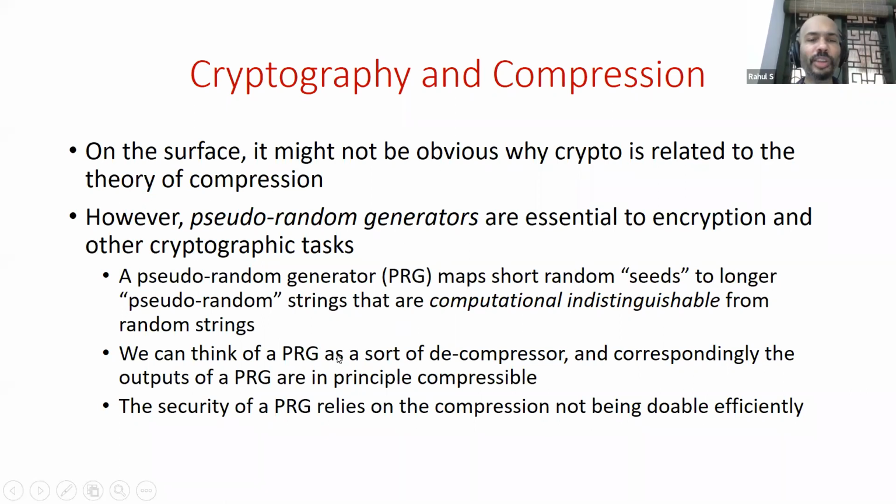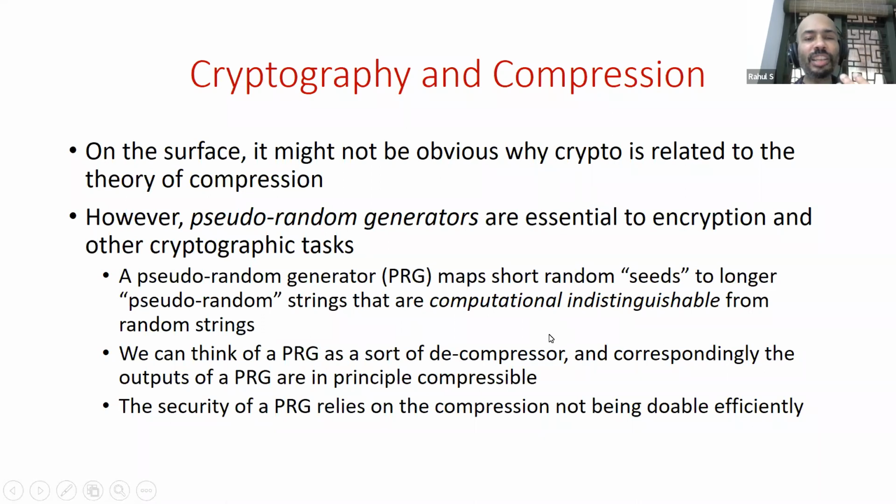And one very natural way to think of that is as a sort of decompressor, right? Based on a compression approach, our theory of compression, a compressor and a decompressor. So think of the PRG as a sort of decompressor, where the short random seed is sort of the explanation of this longer pseudorandom string, or a kind of compression of this longer pseudorandom string.